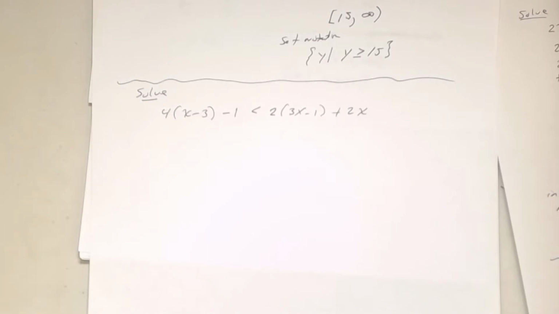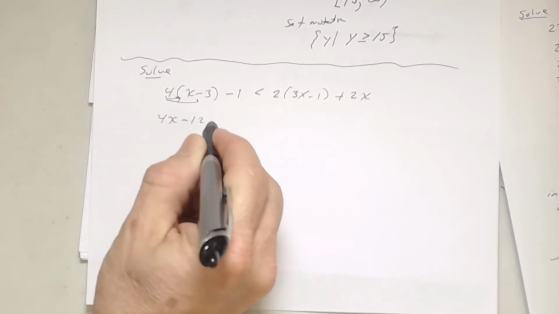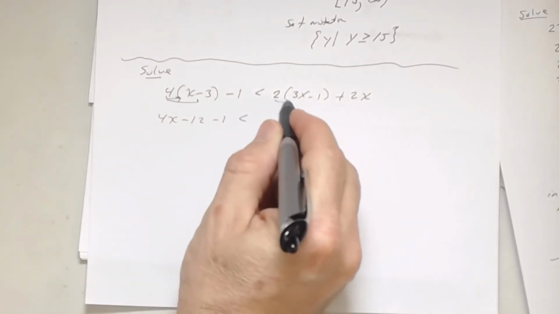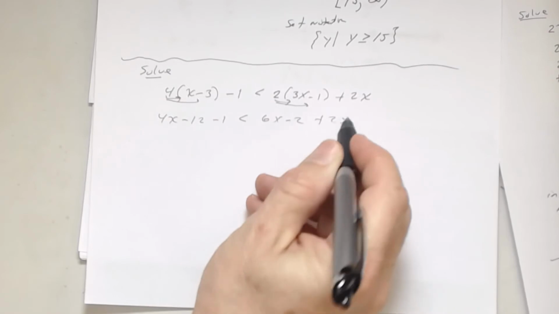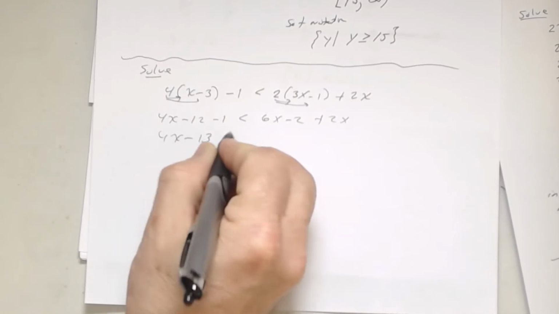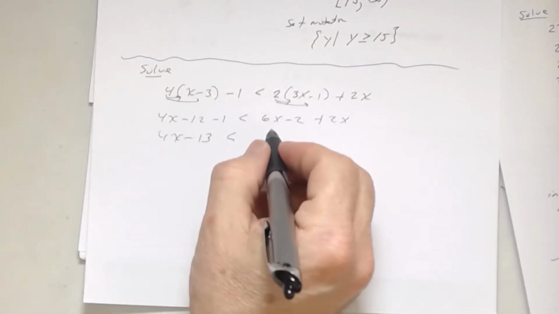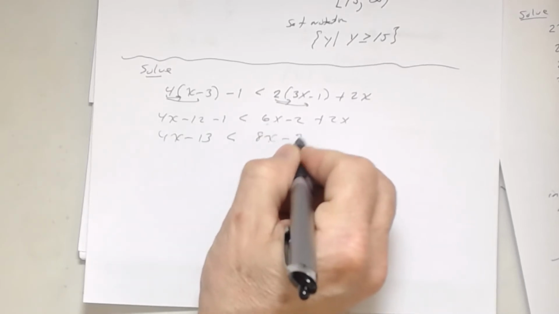Distribute. You do it just like you would in an equation. It's less than. Distribute the 2? Okay, good. So 6x minus 2 plus 2x. What's the next step? On the left side, I can combine the constants, so that would be 4x minus 13. A negative 12 and a negative 1 is a negative 13. So less than. Over here, I can combine the terms with the variable x. So 6x plus 2x is 8x minus 2.